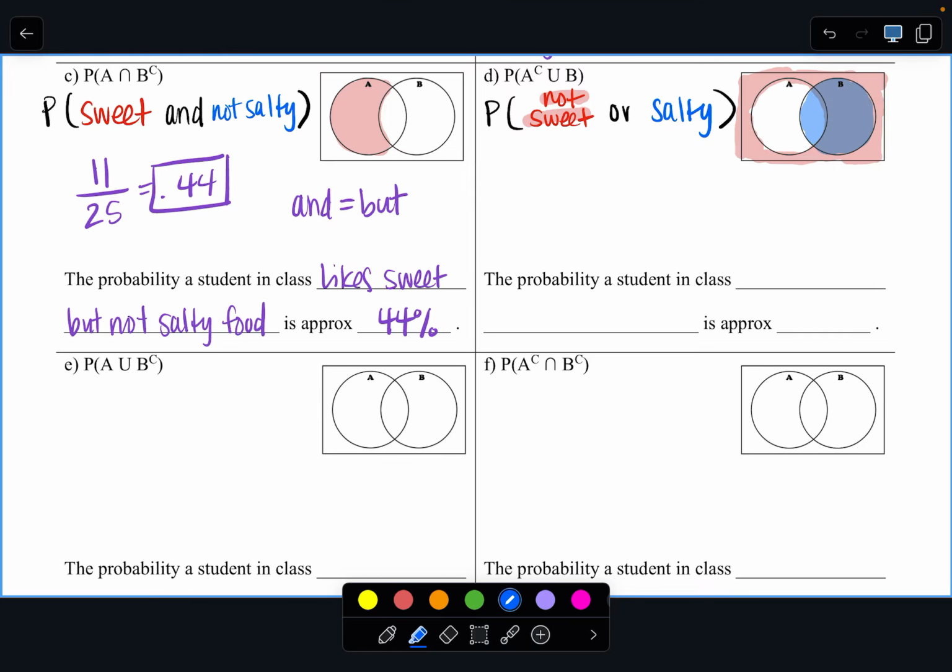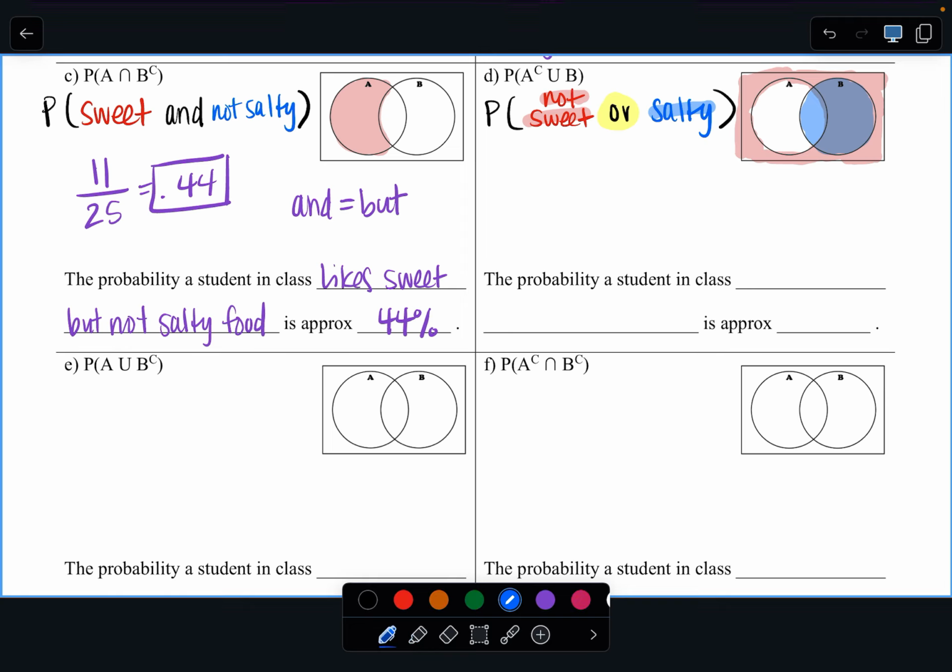And I know there's going to be people who are like, but you highlighted the overlap, which has people that like sweet food. Yes, I did. Big thing to remember here is that this is an or statement. If you are doing an or statement, one or the other has to be true. They don't have to be true at the same time together. They just have to be true, one of them at that time. So yes, the overlap says that they like sweet food, but it's saying also that they like salty food, which is one of the things that I want. So we are going to keep it as a part of our counts.